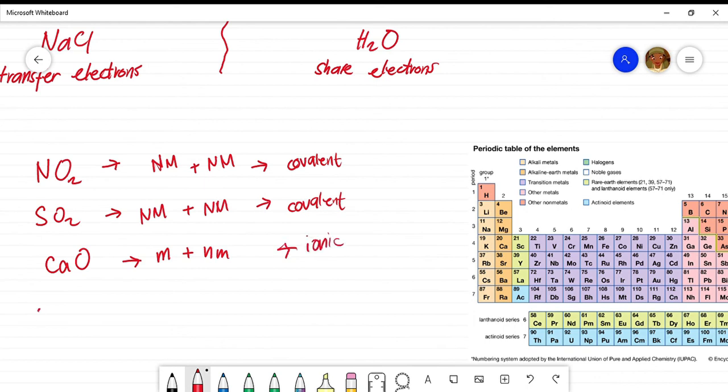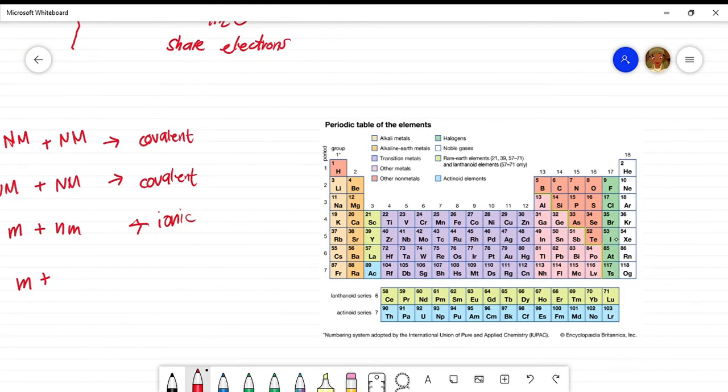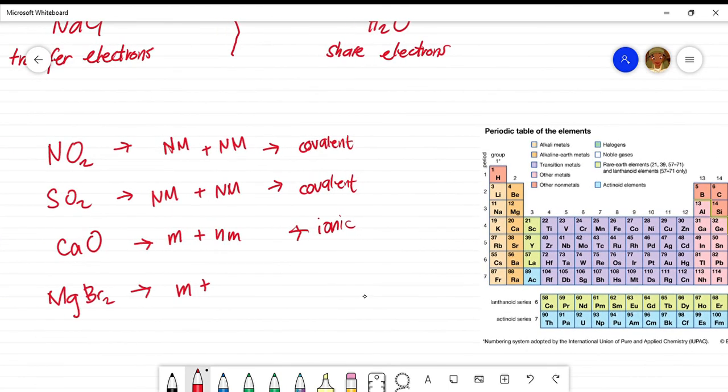And for the last example, we have magnesium bromide, MgBr2. Magnesium is a metal and bromine is a halogen. Therefore, it is a non-metal. So this one is still ionic.